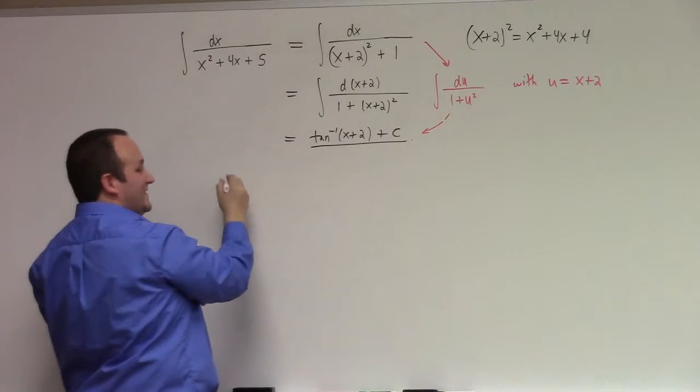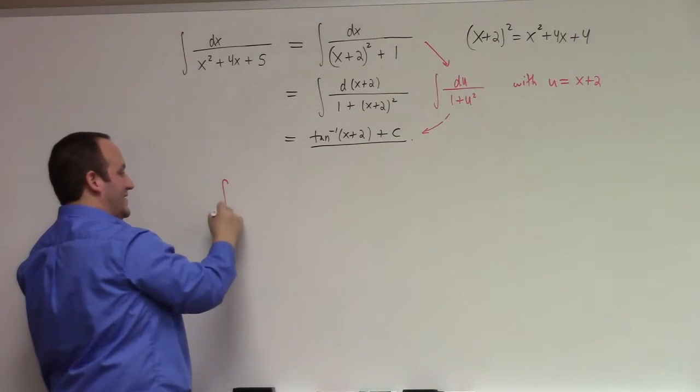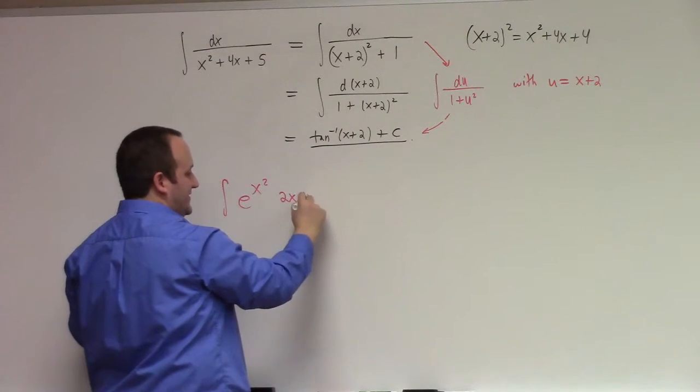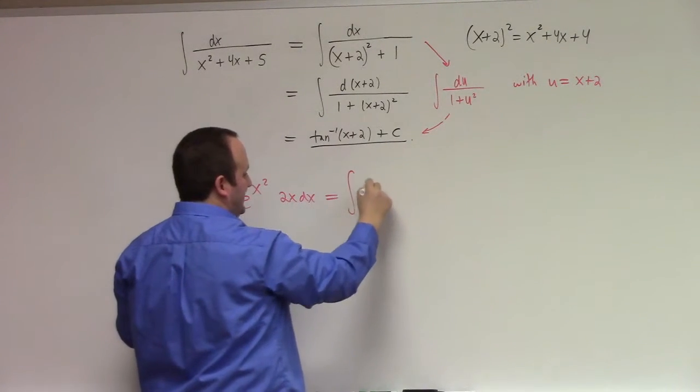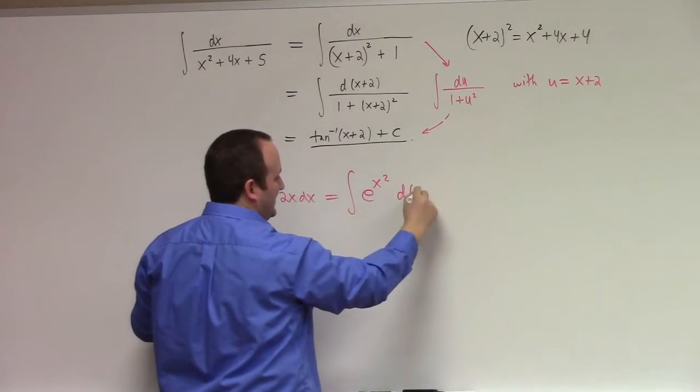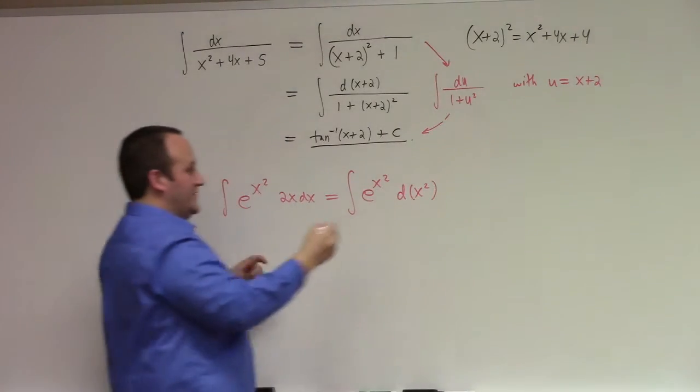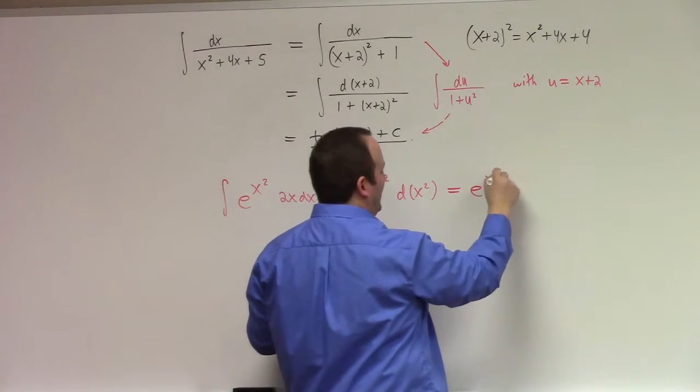Here, I'm going to use it again on a simpler example. Integral of e to the x squared times 2x dx is the integral of e to the x squared times the differential of x squared. So this is e to the x squared plus a constant.